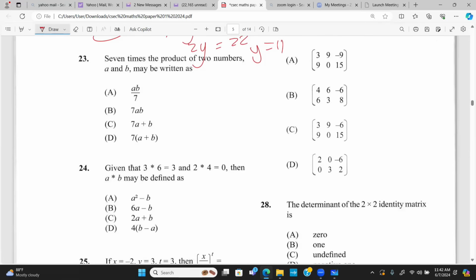7 times the product of 2 numbers, A and B, is written as what? 7. Product means to multiply, A, B. So everything is 7AB.